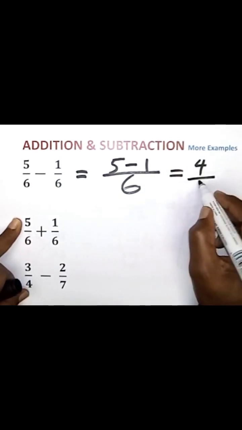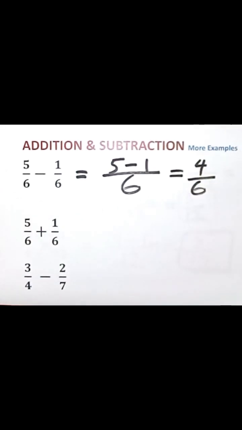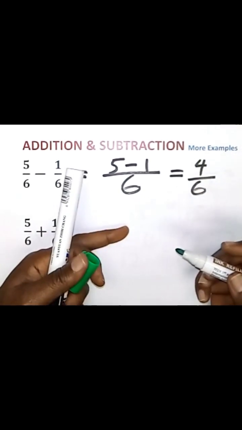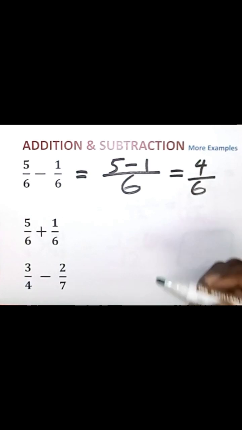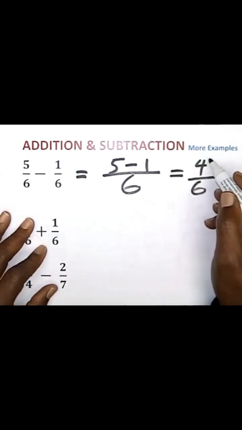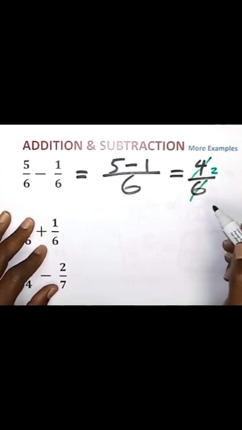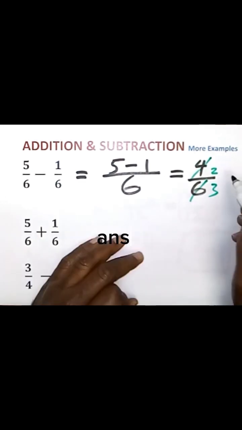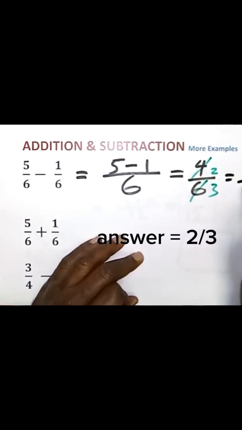4 over 6. Now the only other thing we want to do here, because we can simplify this fraction further, let's do that. It's a good practice to simplify the fractions further. So I can divide the numerator by 2 to get 2, and divide the denominator also by 2 to get 3. So the answer is 2 over 3.